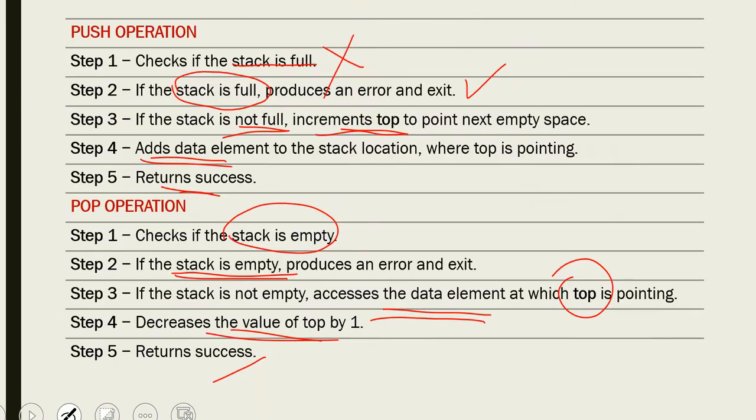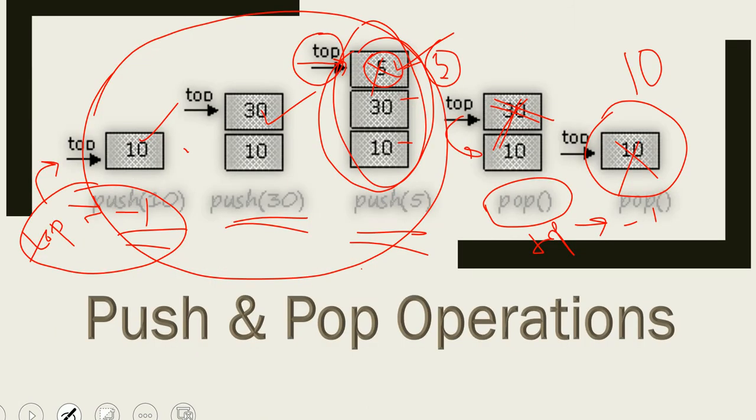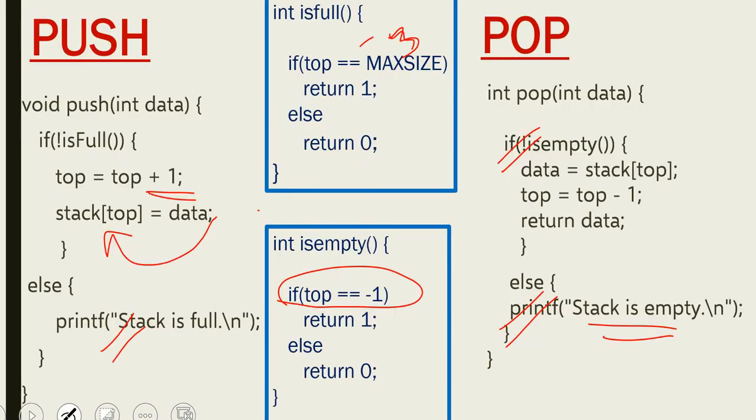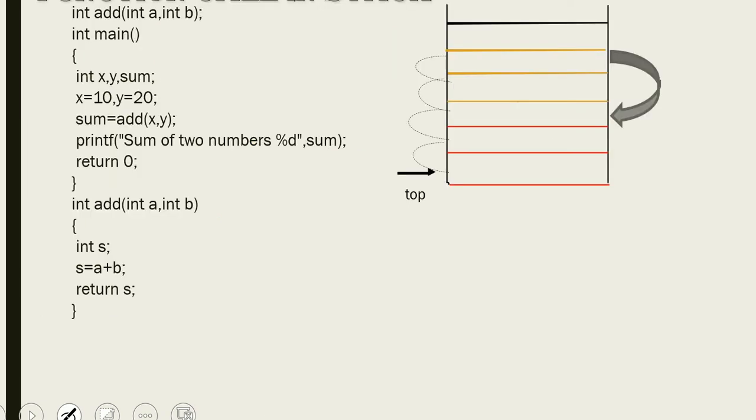If it is not, then first you should remove the element, whatever is there, and then decrement the pointer: top is equal to top - 1. What is this data? If you pop 5, then 5 will be stored in data and 5 will be returned.